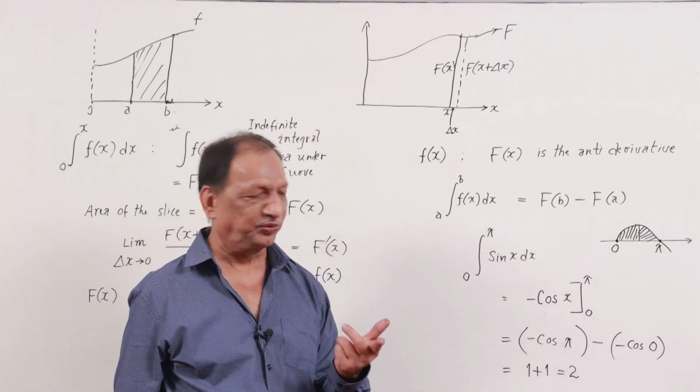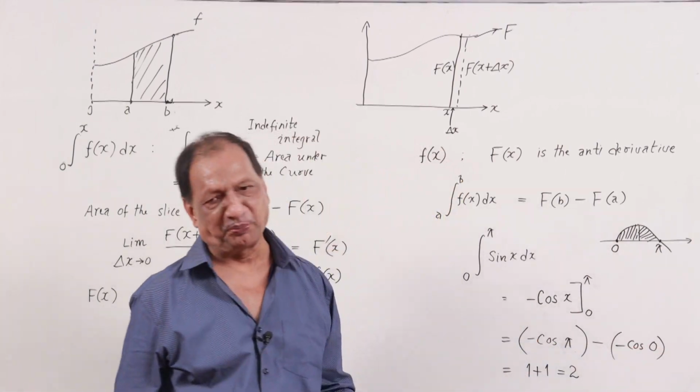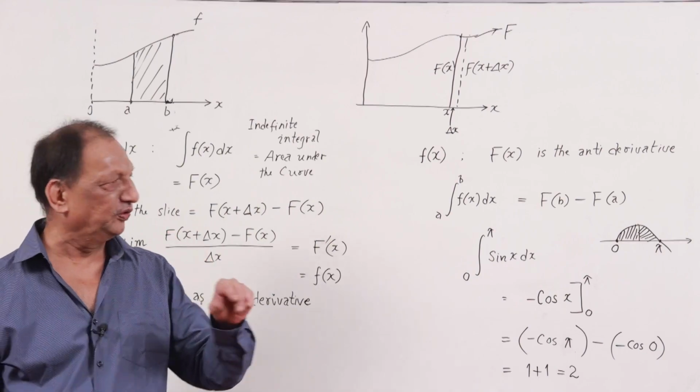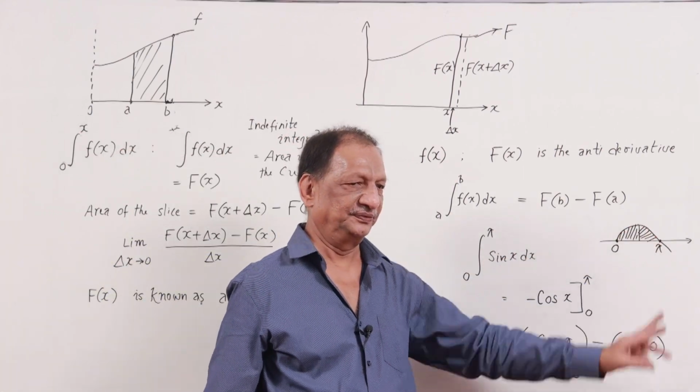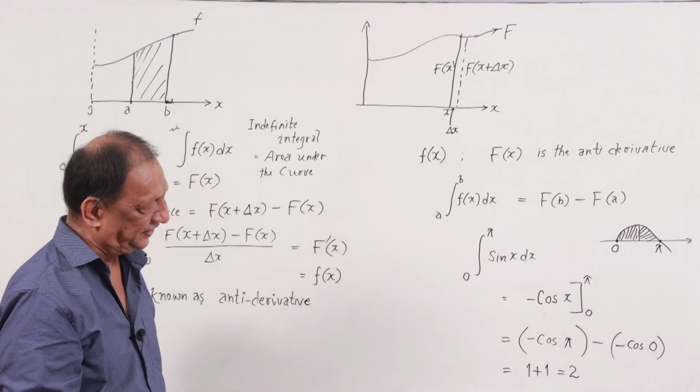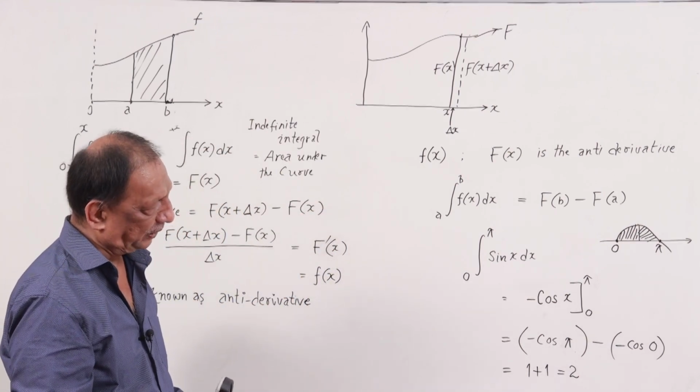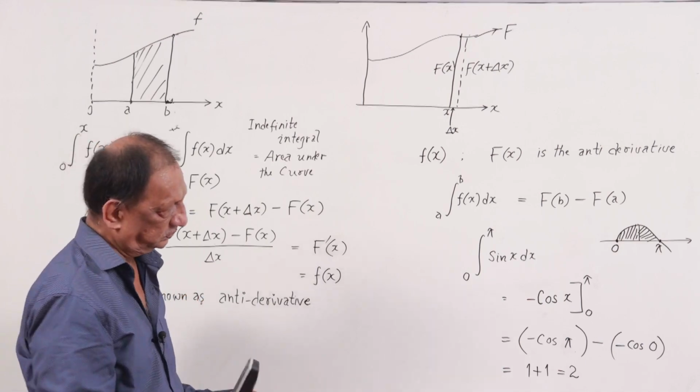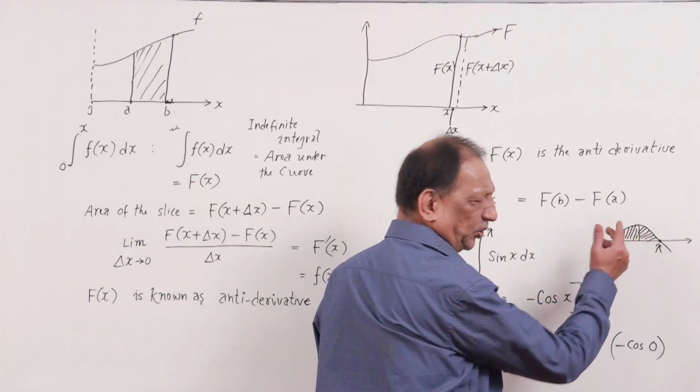And cos pi is minus 1, cos 0 is 1. Substitute, 1 plus 1 will be 2. 2 will be the area of the curve, that curved area above the sine curve will be 2. And half of that, up to pi by 2, if you do, it will be 1 actually.